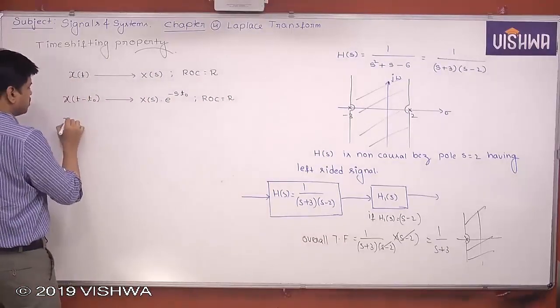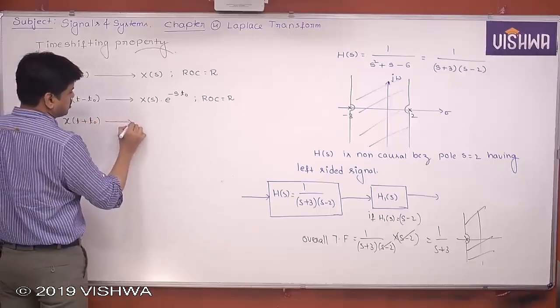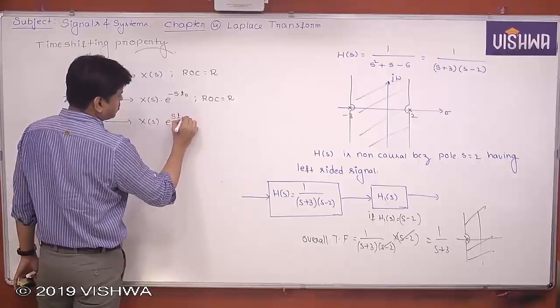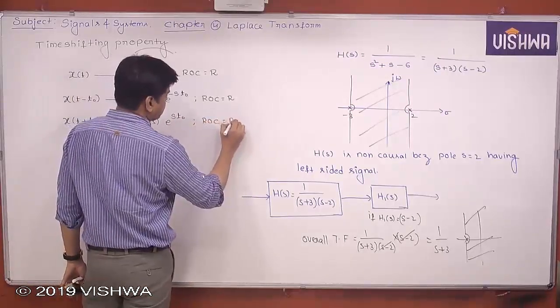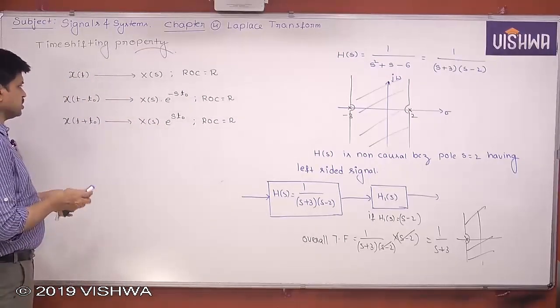In a similar manner, x of t plus t naught gives x of s e power s t naught. The ROC is the same as R. Let's take one example so that you can understand easily.